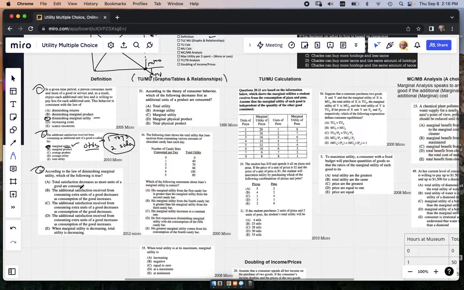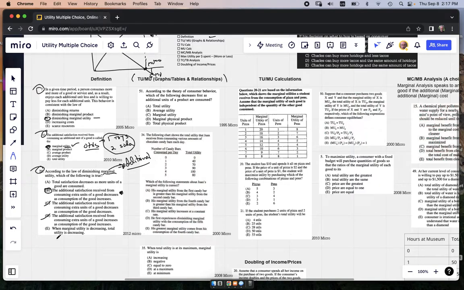According to the law of diminishing marginal utility, which of the following is true? Total satisfaction decreases as more units. Now we are talking about marginal, which means additional or the change in. I like the word additional. I just keep that in my head anytime I see marginal. The additional satisfaction received from consuming extra units of a good decreases as consumption of the good increases. I kind of like that. We are talking about marginal. It falls from the very first unit.